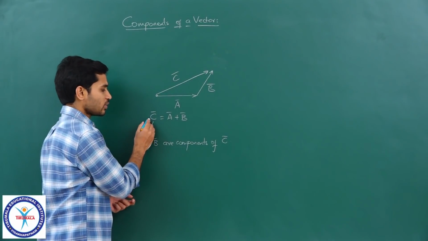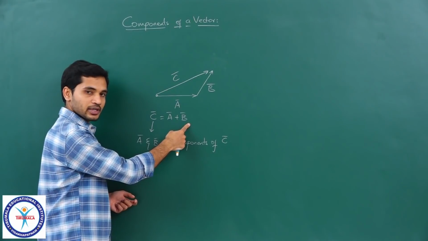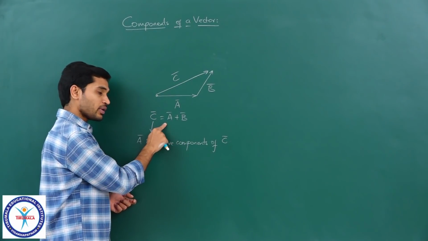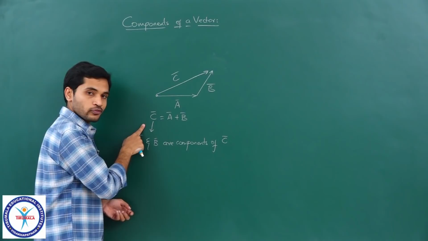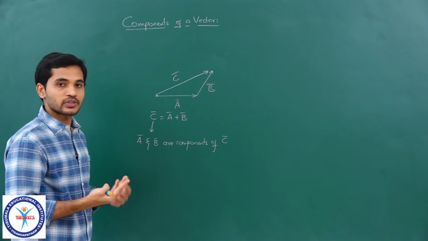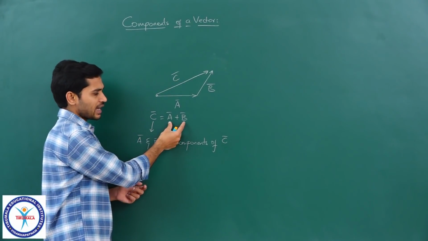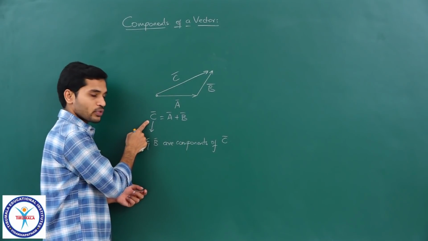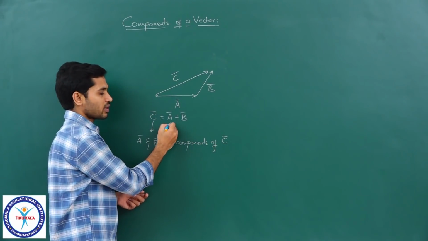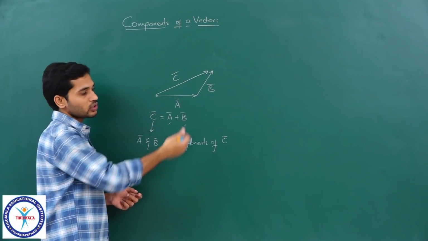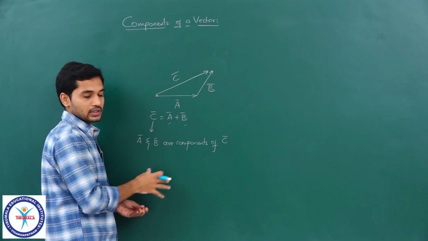C bar is the resultant of A bar and B bar, and A bar and B bar are the components of C bar. So, it is just the opposite of resultant. Resultant means adding them; components means you are breaking them down into A bar and B bar. Clear? This is what we will be doing in this complete topic. Clear?